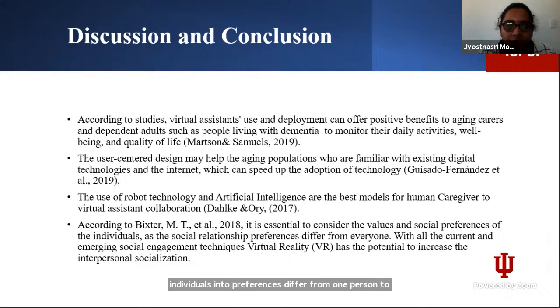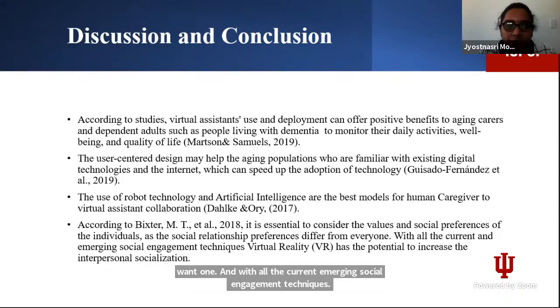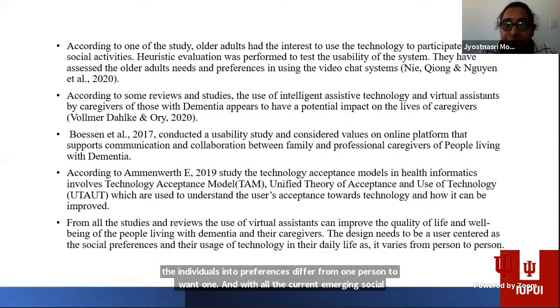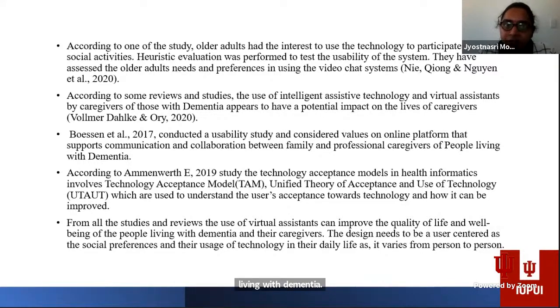And with all the current emerging social engagement techniques, virtual reality has the potential to increase interpersonal socialization for the people living with dementia. And according to one of the studies, older adults have an interest to use the technology to participate in social activities. And they used a heuristic evaluation to test the usability of the system and to assess older adults' needs and preferences in using the video chat systems.